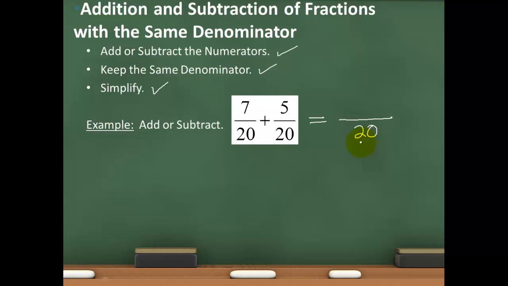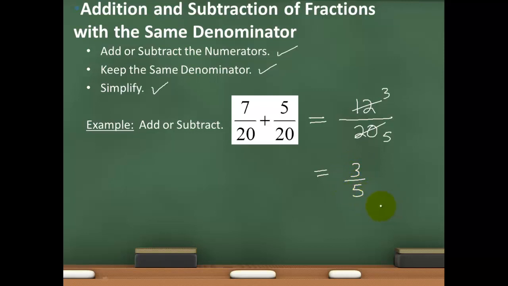And what I'm going to do is add the 7 and the 5. Remember, I have 7 parts out of 20, and then here I have 5 parts out of 20. So naturally we add the 7 and the 5 and we get 12 parts out of 20. Of course, we want to simplify. Notice that 12 and 20 have a common factor of 4. 4 goes into 12 3 times and it goes into 20 5 times. And so we get a simplified answer of 3/5.